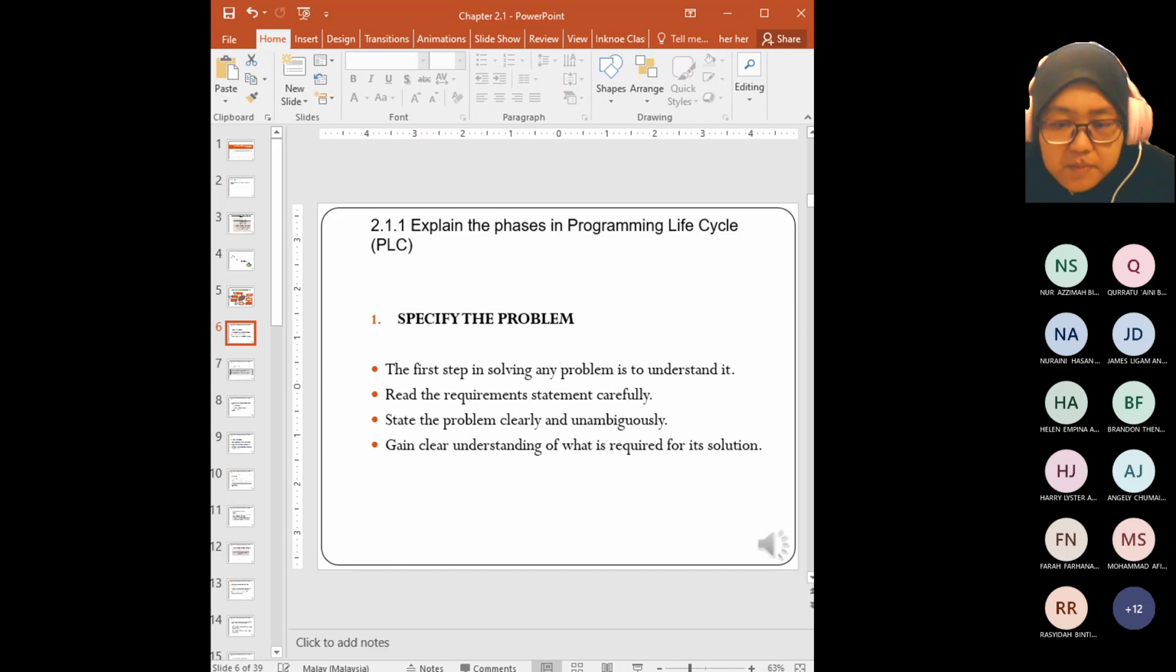Why do you have to be very clear about the problem? Because if you want to offer a solution to a problem, you need to really understand the problem. Kena faham dulu masalah dia, baru kita boleh selesaikan masalahnya apa. This is like when you go to a clinic, pergi jumpa doktor, cakap, saya sakit perut lah.